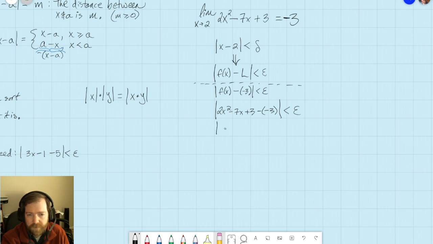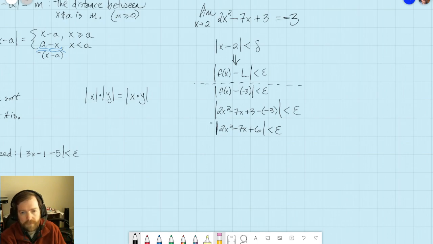So we've got here the absolute value of 2x squared minus 7x. Here's a plus 3, and this is also a plus 3. So this is going to be plus 6. It's less than epsilon. Okay. Now, interestingly enough, if we try to factor this, this should... I say should. Yeah, not so much. All right. Cool.